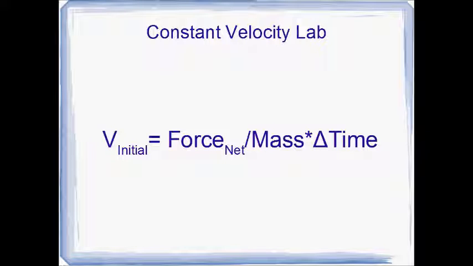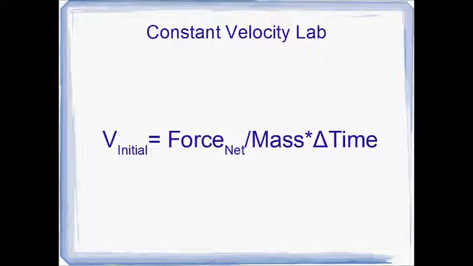In this lab, we observed movement at a constant velocity. The goal was to create a representation of Newton's second law, which is final velocity is equal to initial velocity plus force divided by mass times the change in time. Since our velocity is constant, we expect the acceleration of our object to be zero.